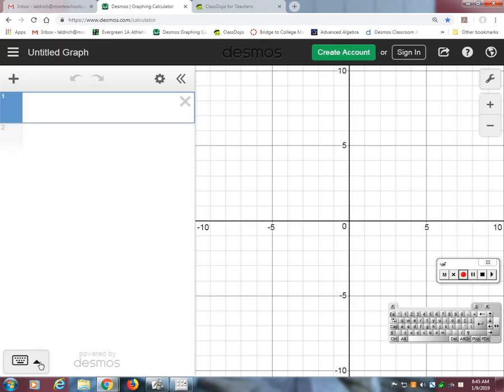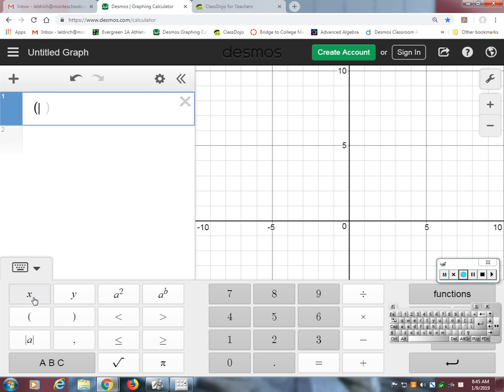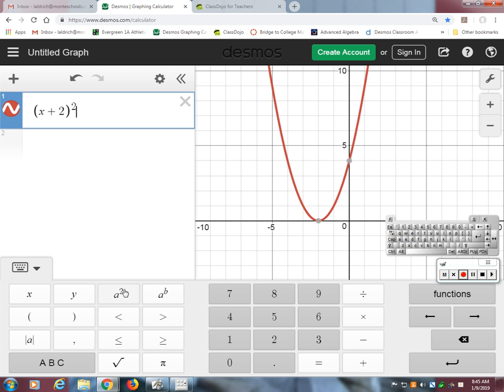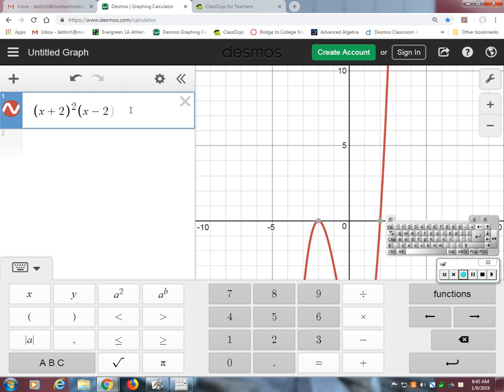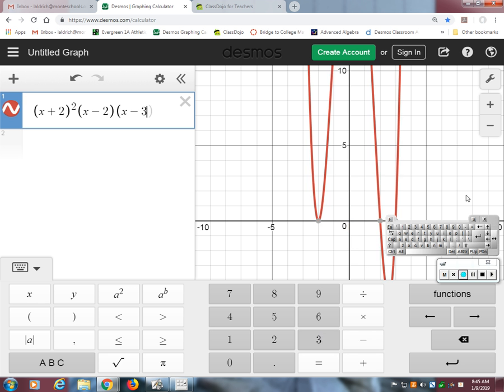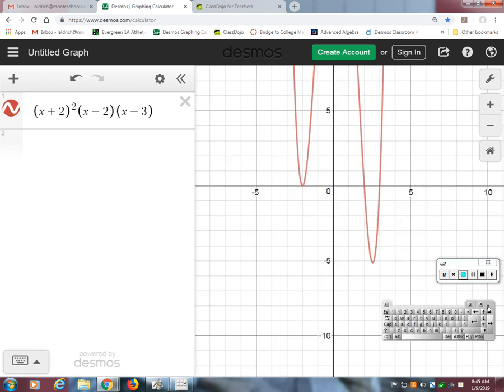So let's do that. Let's go x, was it -2 plus 2? Thanks. x plus 2 squared. And then the next one was x minus 2, and then the next one was x minus 3. Okay, thank you. All right, so here's what the graph looks like.